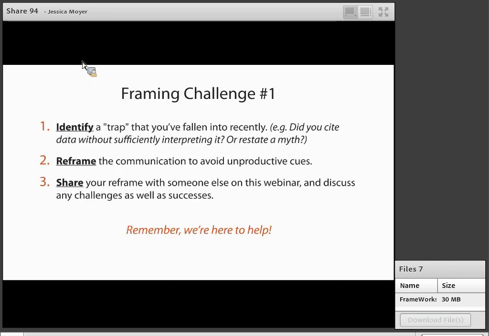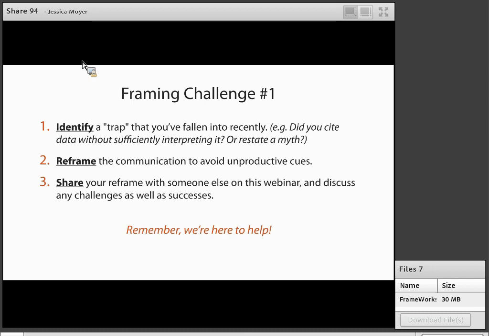So with that, your first framing challenge is this. It's basically to identify one of the traps that I walked you through that you have fallen into recently. And don't be hard on yourself at all here. We all fall into these traps. We cover them in our trainings because they are common. They're things that we all do, and there are good reasons why we do them. They intuitively seem like they should work. But the idea here is to identify a trap that you've fallen into.